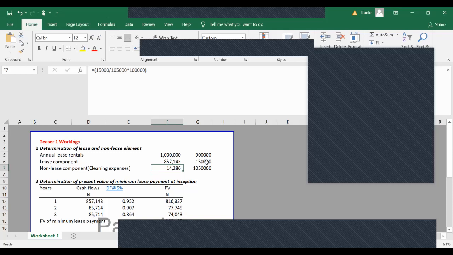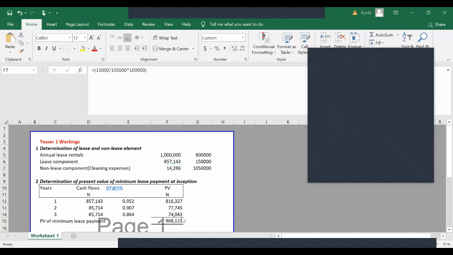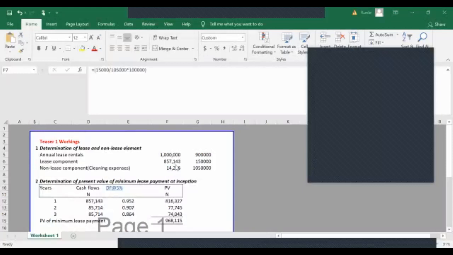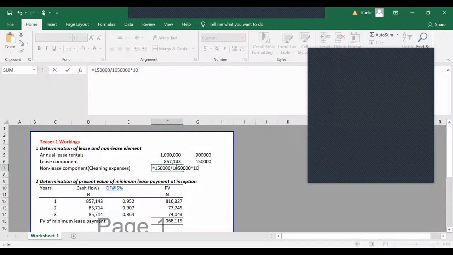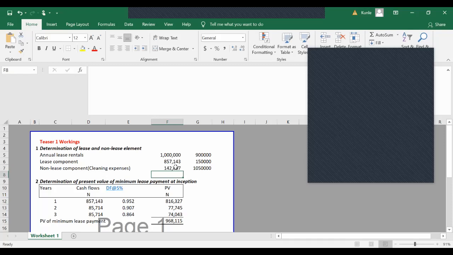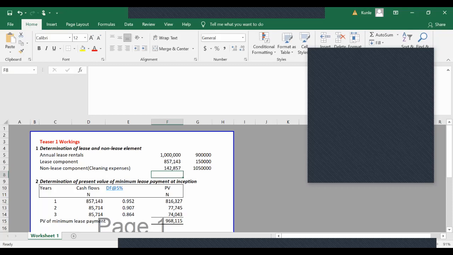Then to get the non-lease component, we are using the same methodology. In a similar rental agreement, we have the non-lease component to be 150,000. So we are saying 150,000 divided by 1,050,000, which is the addition of the 900,000 and the 150,000. Multiply this by 1 million naira. That will give us 142,857. If you understand that, please simply say hi.